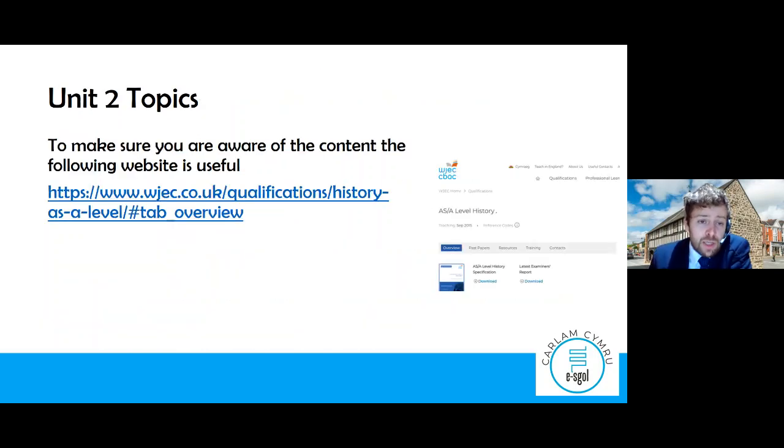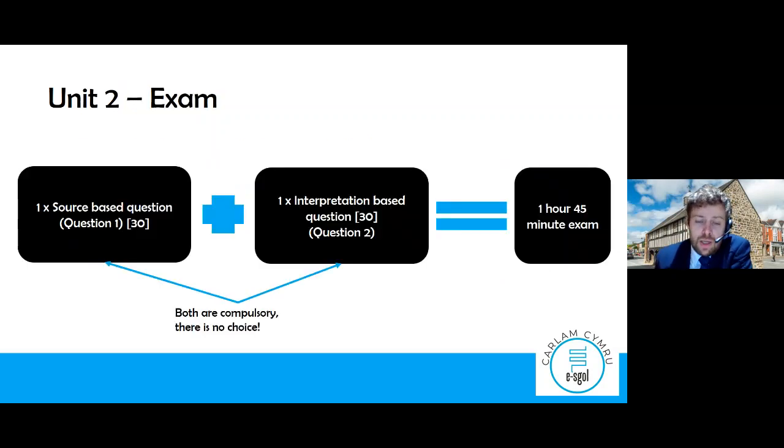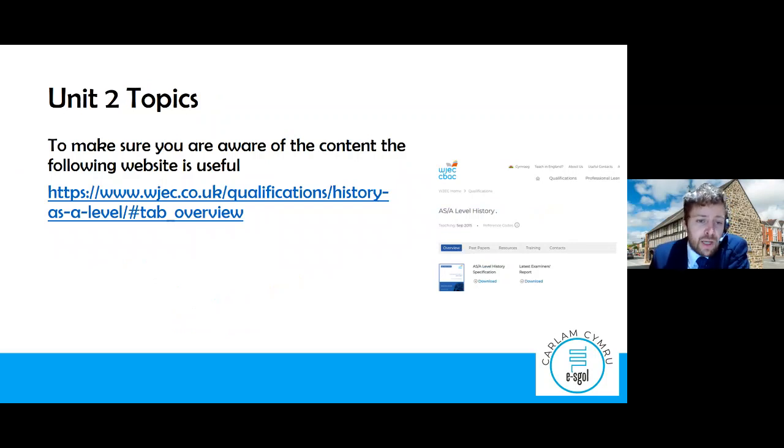Now, in terms of content, right, the following website is useful because it helps you to make yourself aware of the content, right? By following that link, you can find out what is on the specification for the specific topic you're doing, right? By clicking on the specification document, that is what you can find. Scroll down, find the topic you're doing, and you'll be able to pick it up from there if your teacher or lecturer hasn't already given it to you.